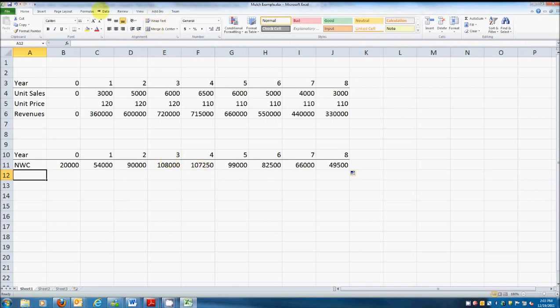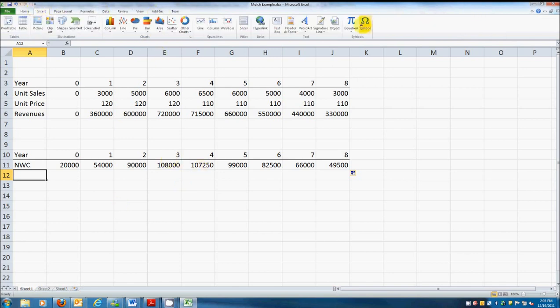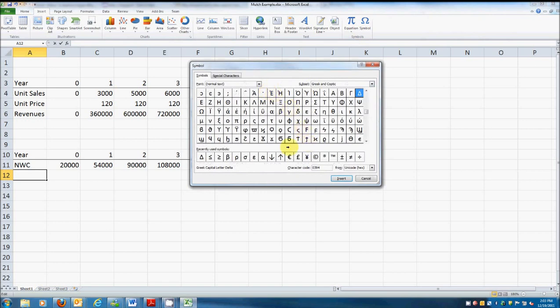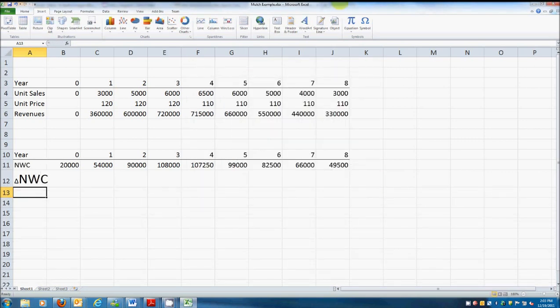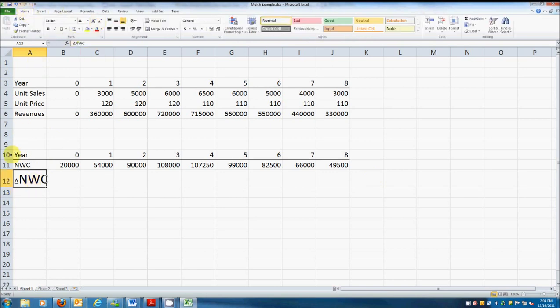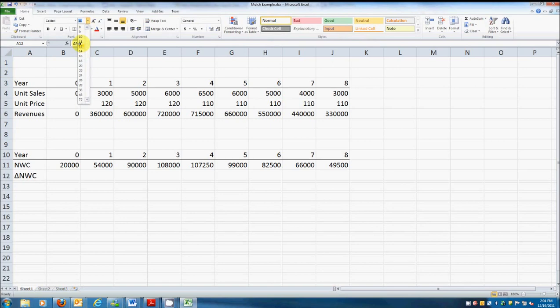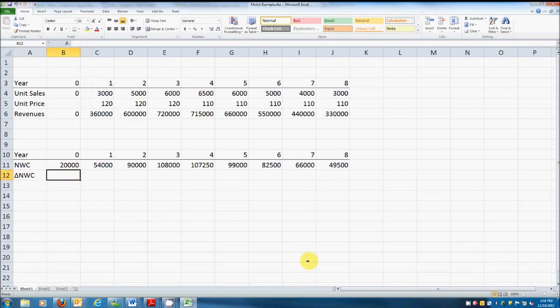And the symbol that we associate with change is delta, which is a Greek letter. It's this triangle. So I'm going to go ahead and insert that there. Say close and put in NWC. Now, for some reason, Excel always does that. Why does it want to change fonts? I have no idea. But we're just going to reselect 11. There we go. Now, the change in net working capital for the first period is just the initial amount because we're going from 0 up to 20,000.